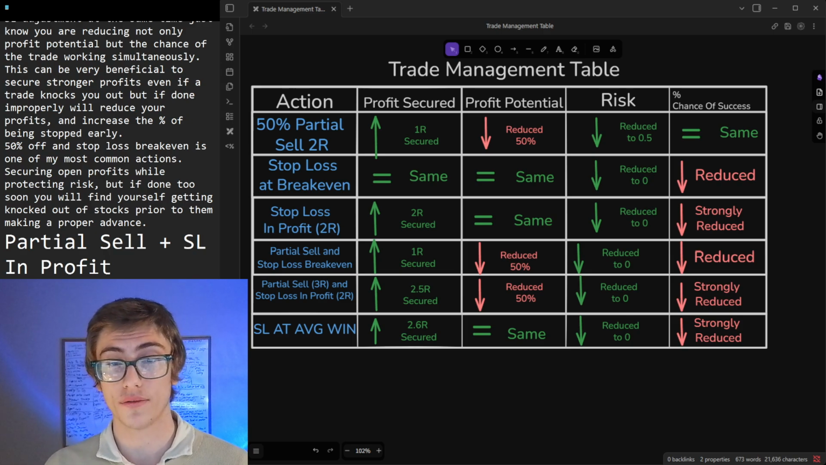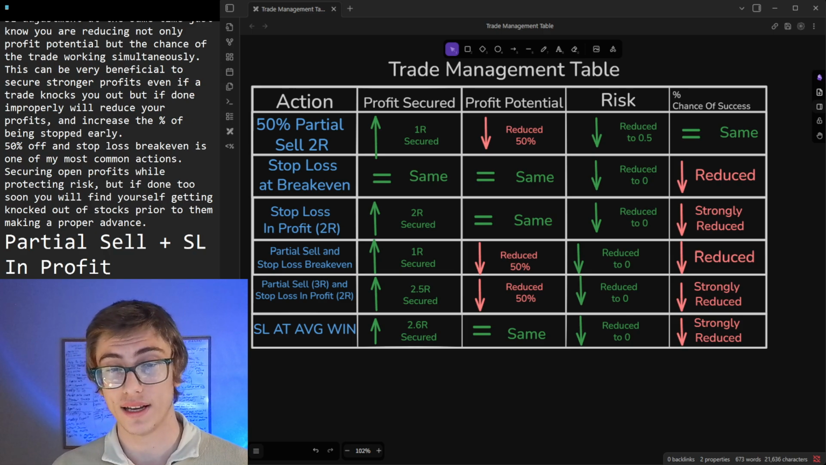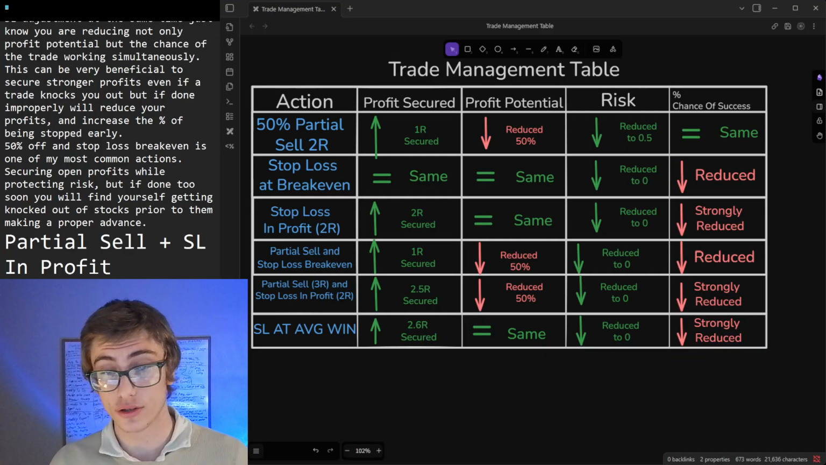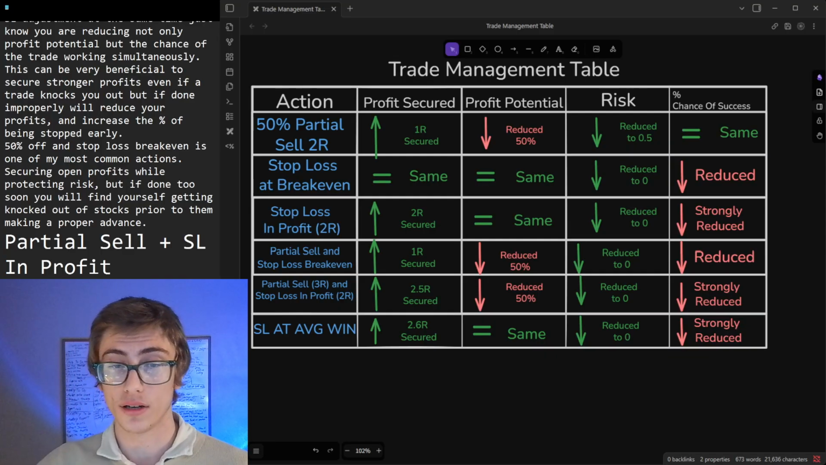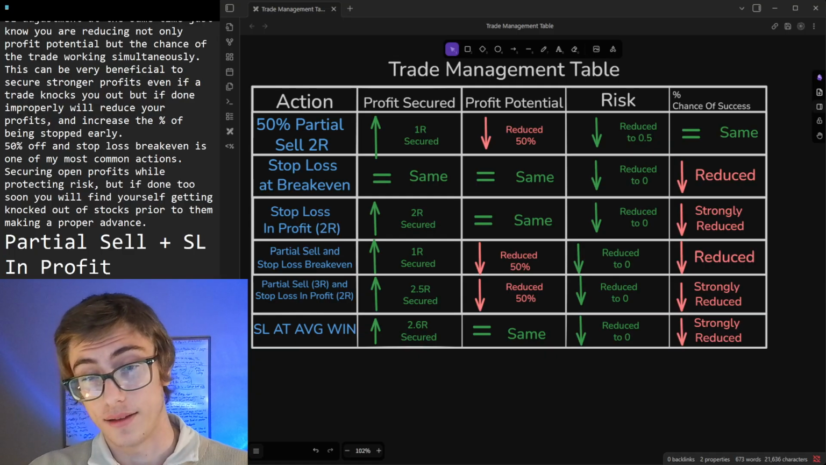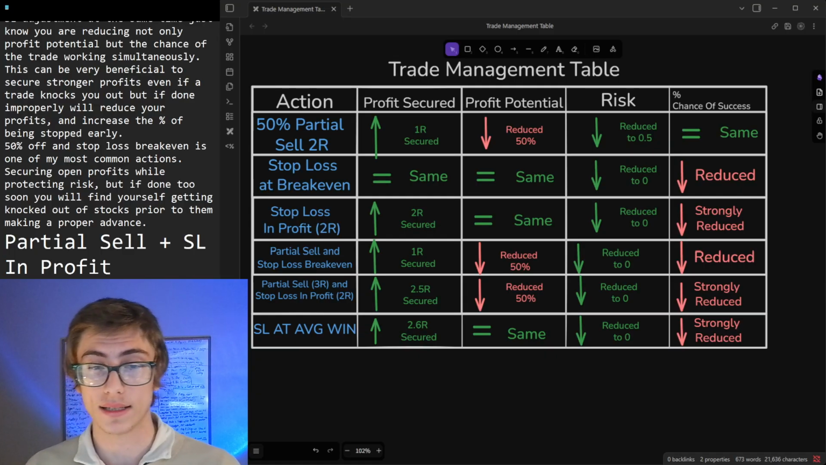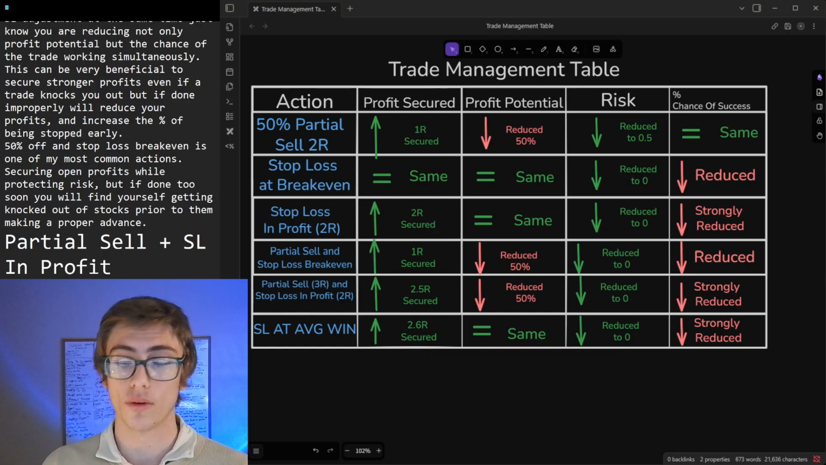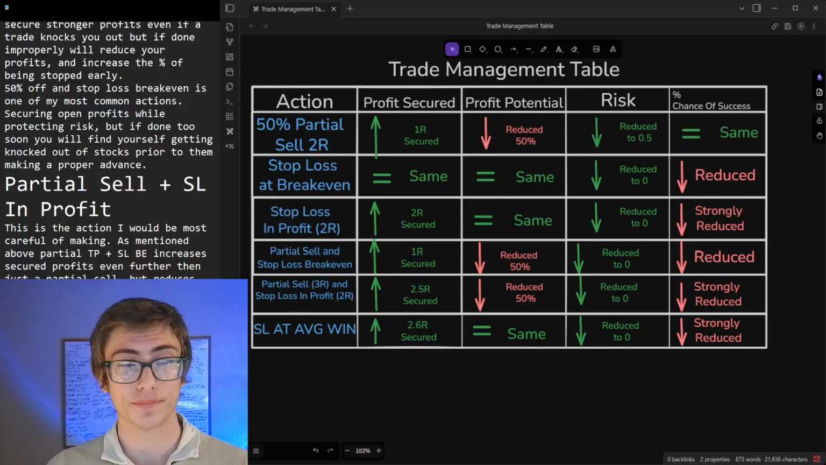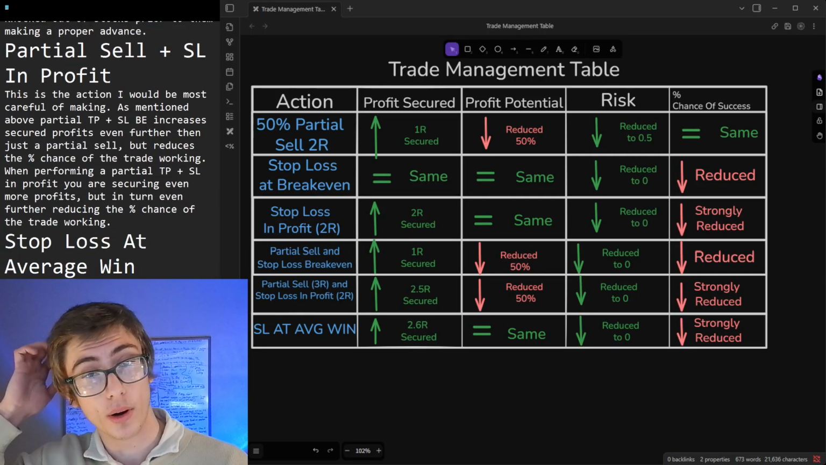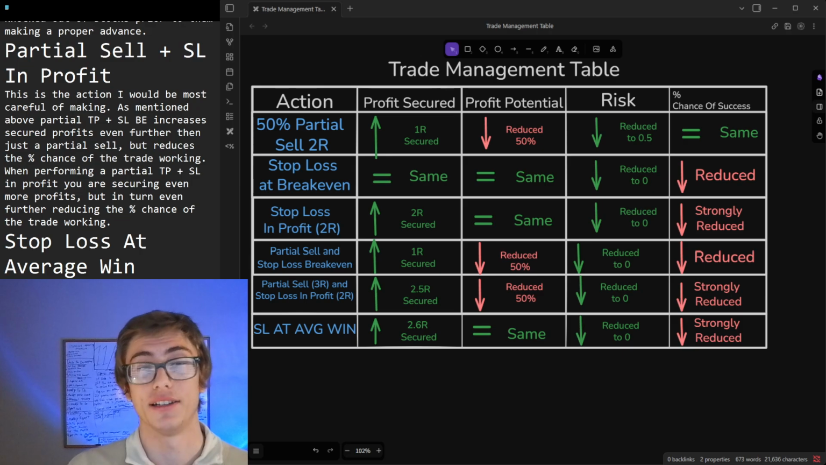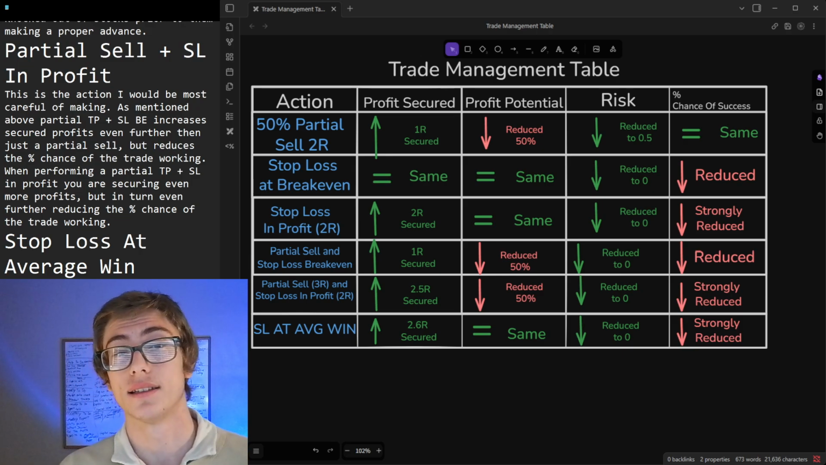But my point is, if you make the action improperly, you can do that to yourself. You can shoot yourself in the foot and take a small win when, if you just left your original plan alone, you could have secured vastly more gains. So like I'm saying, there are downsides and upsides to each of these actions, and you have to perform them intelligently to properly capture the upsides. So now let's go on to partial sell plus stop loss into profit. This is the action that is going to reduce your chance of success the most.